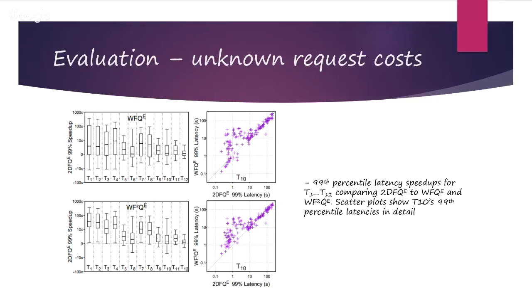Two-dimensional fair queuing results in worse 99th percentile latency for T1 in 64 of the experiments for weighted fair queuing and 47 for worst-case weighted fair queuing. However, when two-dimensional fair queuing did improve latency for T1, it was by significantly larger factors than when latency was worse.